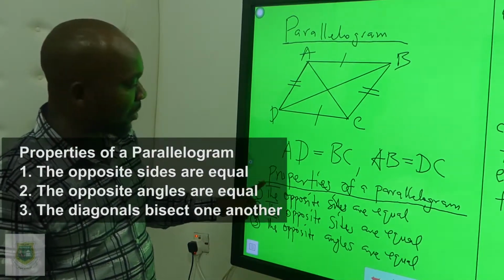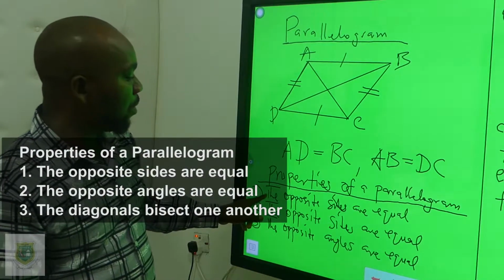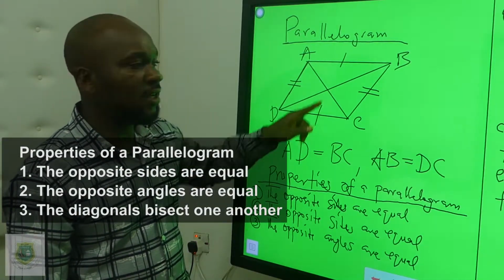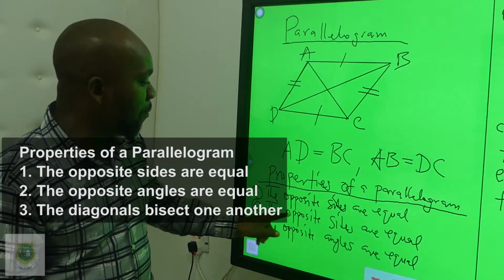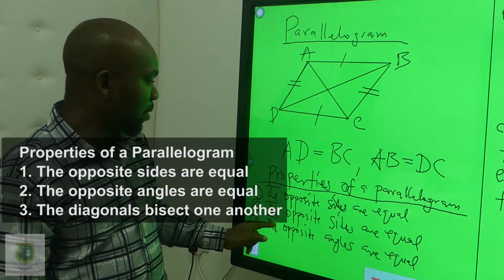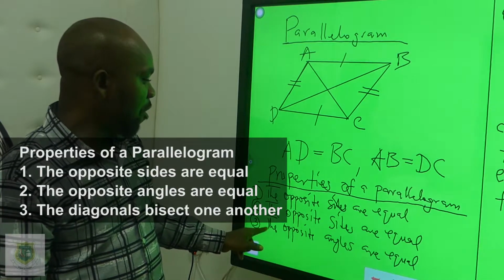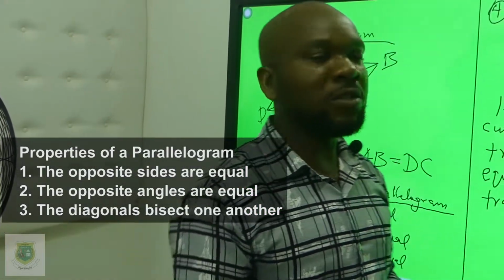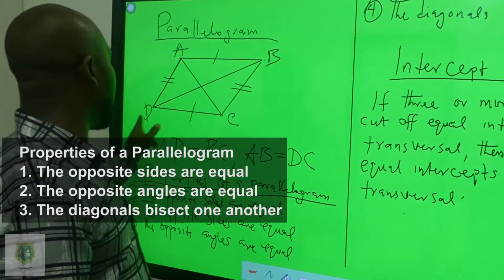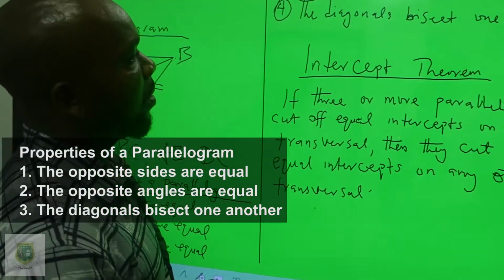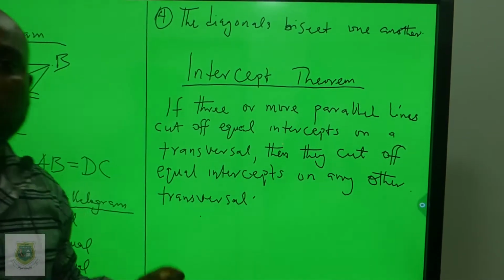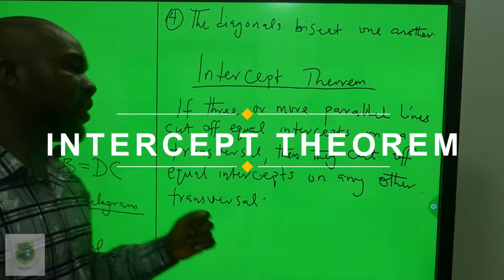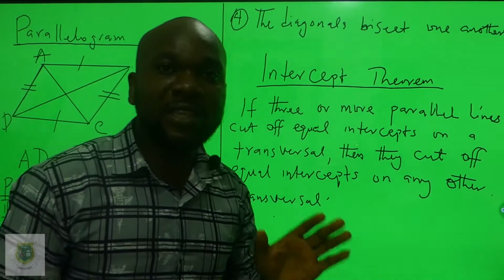What are the properties of a parallelogram? Opposite sides are equal. Look at it, this and this are opposite sides, and this and this are also equal. The opposite angles are equal. The diagonals bisect one another. What do I mean by diagonal? This one, these are the diagonals. Then from this, it will help us to go into what we call the intercept theorem. This parallelogram will lead us to the intercept theorem.